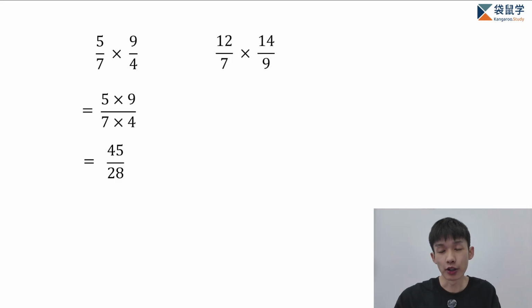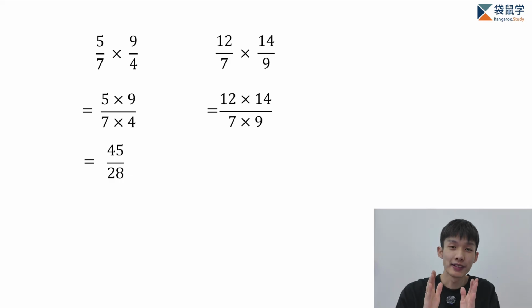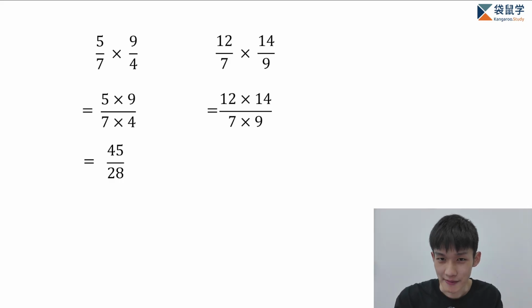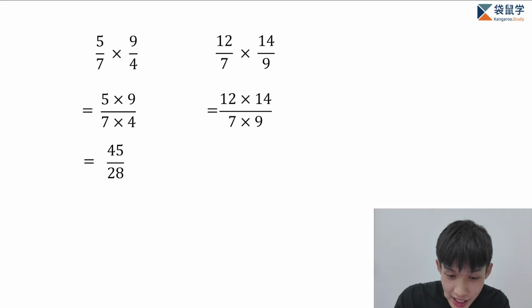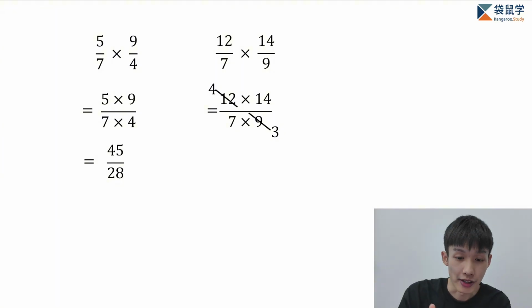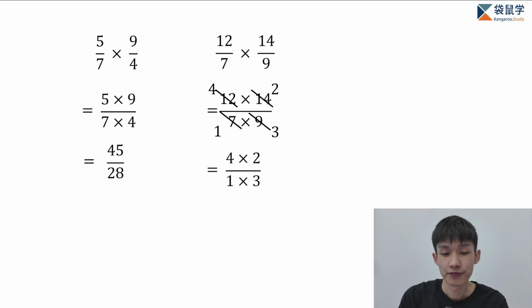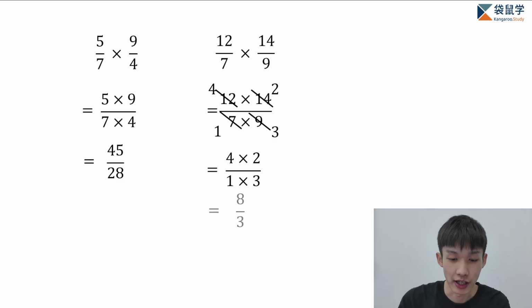12/7 times 14/9. First, as usual, we can do numerator times numerator, denominator times denominator. But from this stage, I think you already visualize something. Actually, we can do simplification first. At this stage, you can see 12 and 9 can both be divided by 3. So we simplify both by 3 and leave 4 and 3. And 14 and 7 can also be simplified by 7, leaving 2 and 1. So what we actually have is 4 times 2 for the numerator, and 1 times 3 for the denominator, and finally 8 over 3.